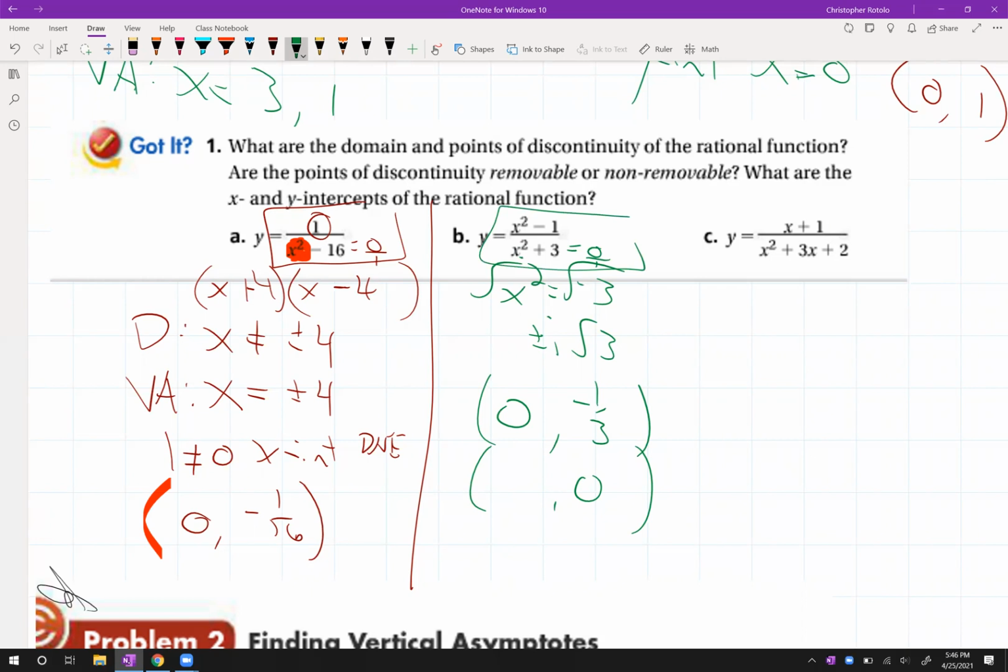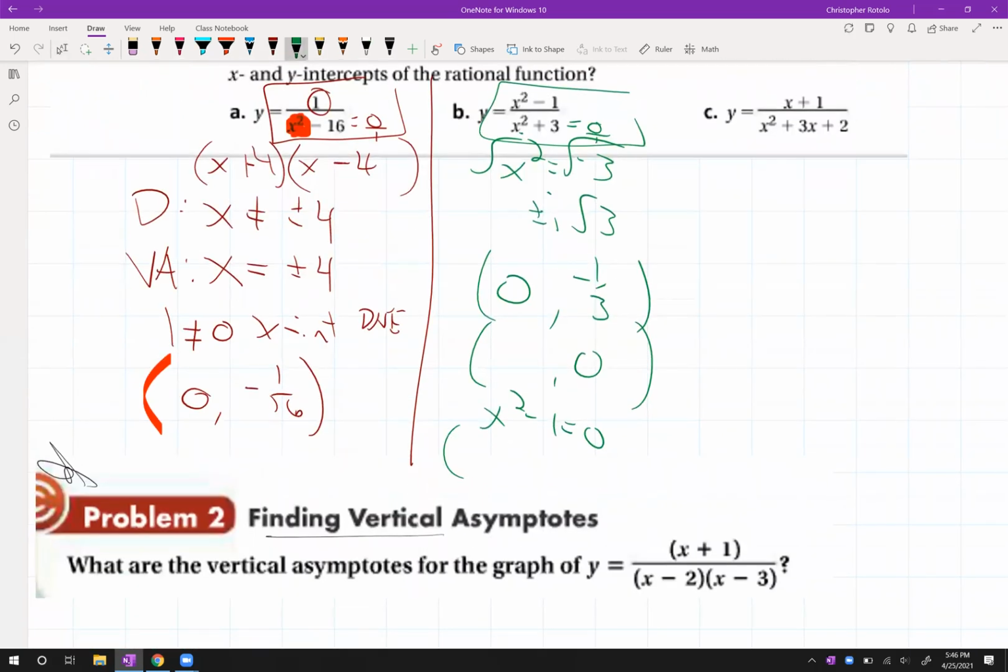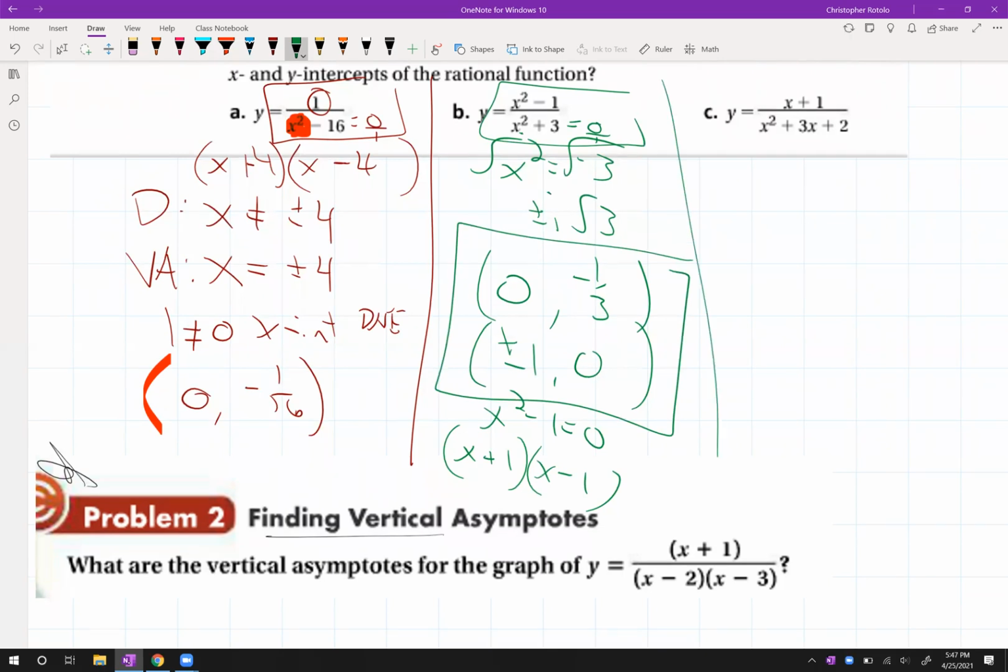Okay, make that over 1. So now I'm just going to solve the top. Well, that's x squared minus 1 equals 0. So I know, adding 1 or factoring, I can do x plus 1, x minus 1. So I'm going to get plus or minus 1. And those are the only pieces of information I can have for letter B.